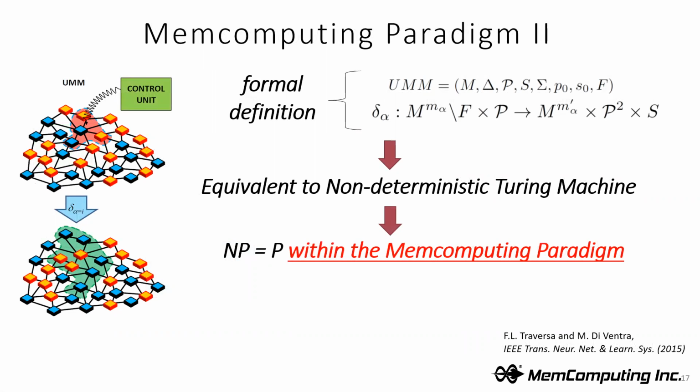We have formalized this concept. We have published a few peer-reviewed papers, and we have proved that if you formalize this, as you would formalize a Turing machine, you discover that the MemComputing machine is equivalent to a non-deterministic Turing machine. This has a very immediate consequence: you can solve non-deterministic polynomial problems in polynomial time with the MemComputing machine. That is a big claim, because it means that you can solve efficiently all satisfiability problems, for example, where efficiently means in polynomial time.